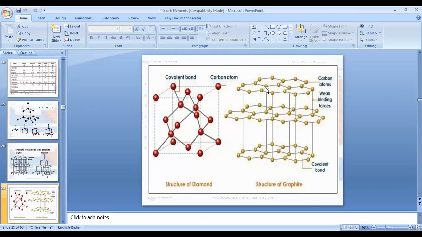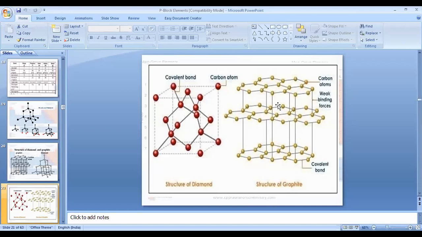So here, every carbon atom undergoes sp2 hybridization, that is having a single free electron. So graphite crystals are very good conductors of heat and electricity. This is because in case of graphite crystal, the free electrons are observed, and because of free electrons, the graphite structure can conduct heat and electricity.